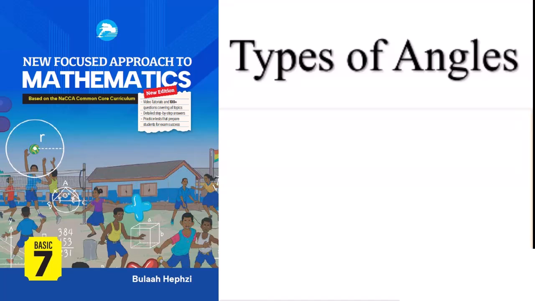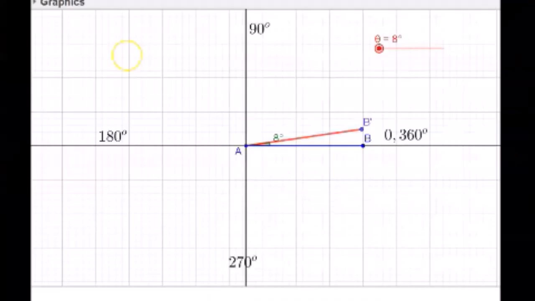In this video, we want to talk about types of angles. So now using GeoGebra, we will look at various types of angles. Now we have the first type of angle called acute angle.